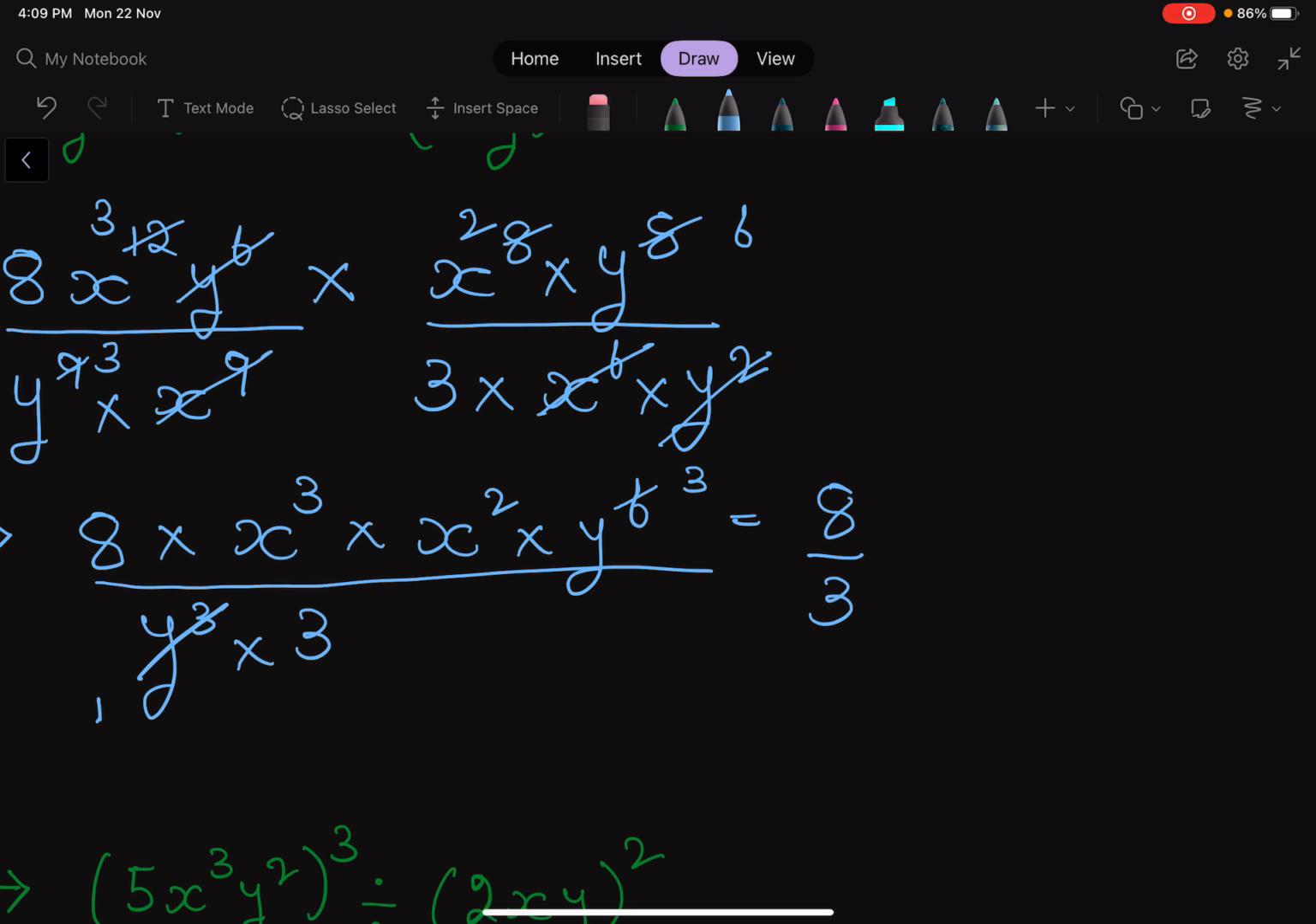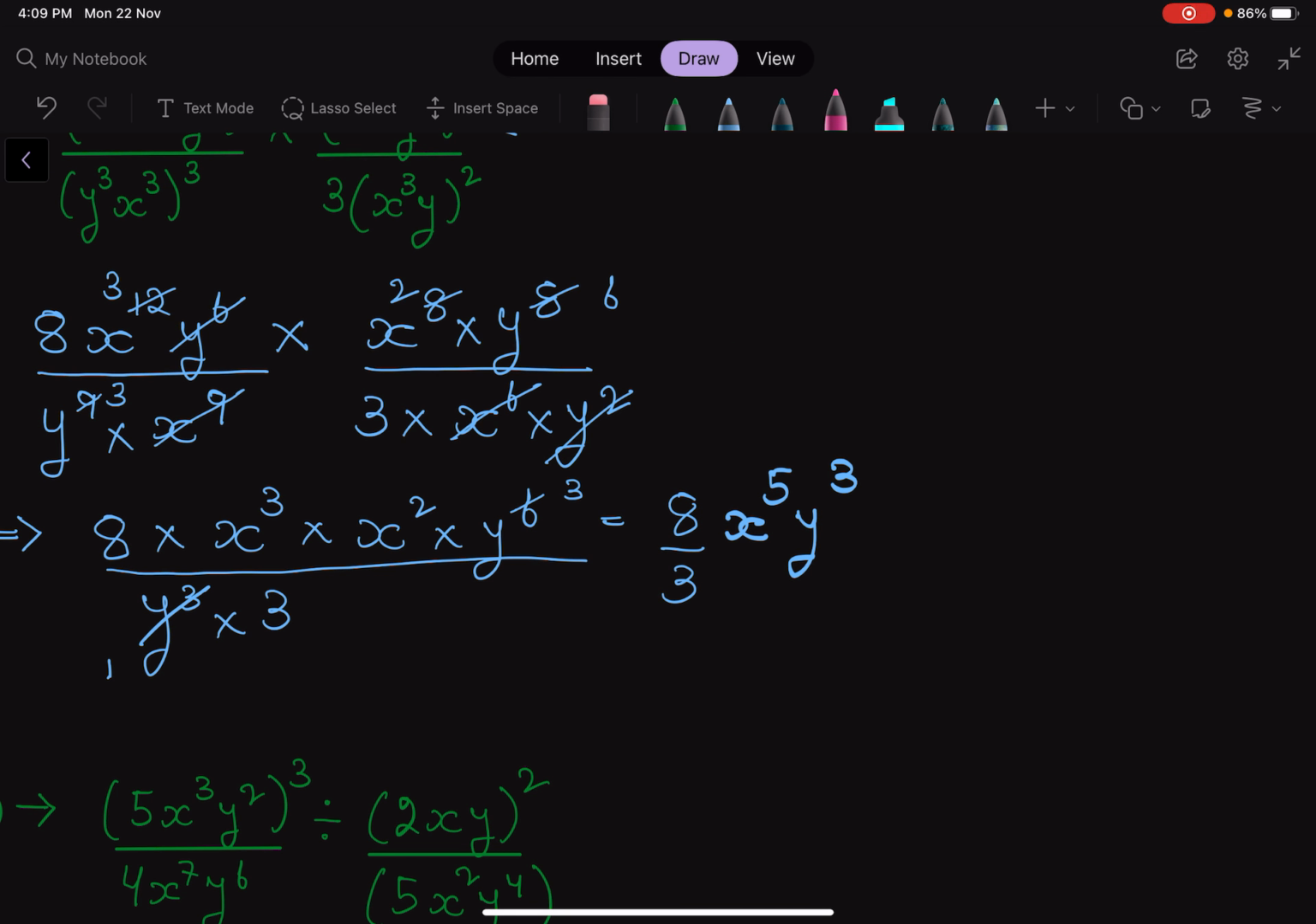This x power 3 and x power 2, we add these two, it becomes 5. So 8 by 3, x power 5 and y power 3. So yeah, this is our answer. This will be our final answer.